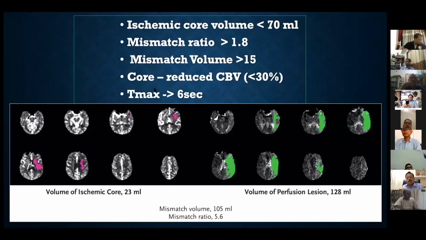And the penumbra is set by T max, time to maximum peak. If there's a more than 6-second delay, then we know there is a penumbra. And nowadays we are getting an automated system, known as RAPID system, by which the CT machine will automatically generate this kind of map.